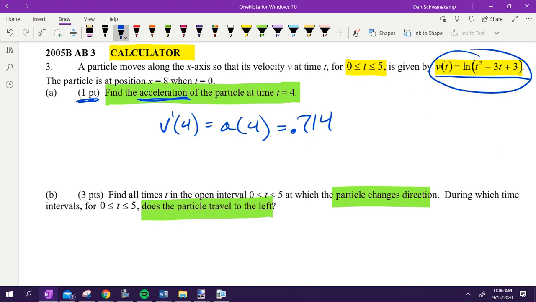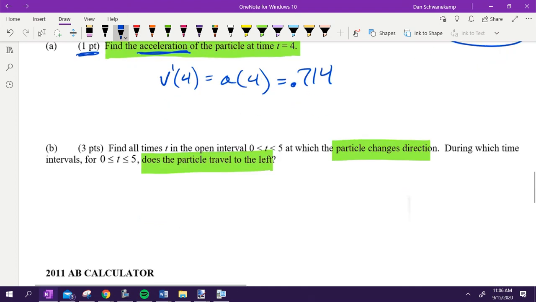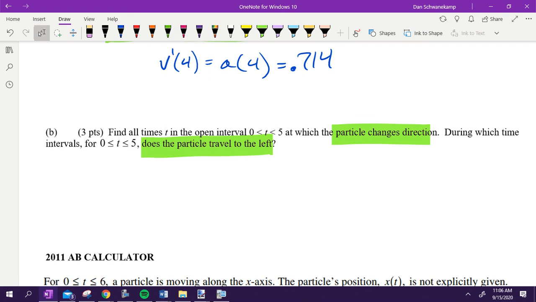Everybody go with the first one. Letter B. It asks, when does this particle change directions? Notice the interval, because the interval matters. It says from 0 to 5. Okay. Let's write this down before we even look at our graph. The particle changes directions. They gave me velocity. What needs to happen with velocity for you to change directions?